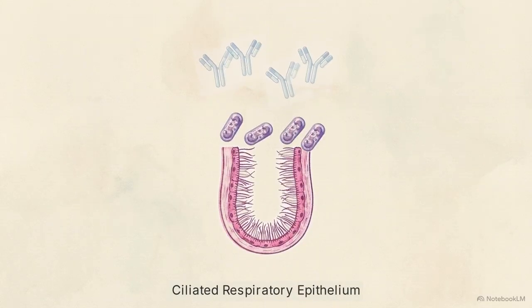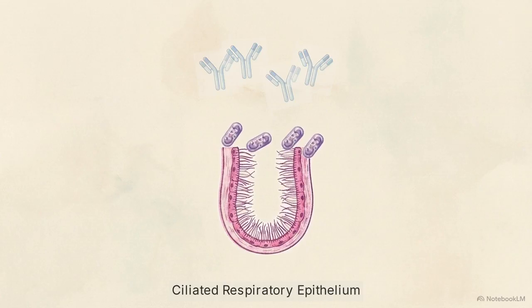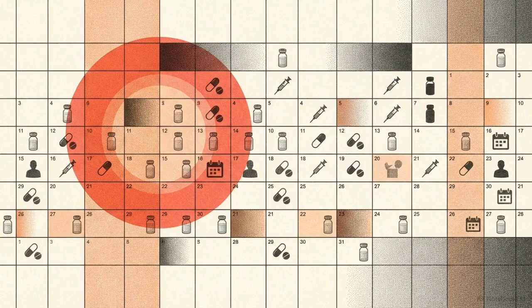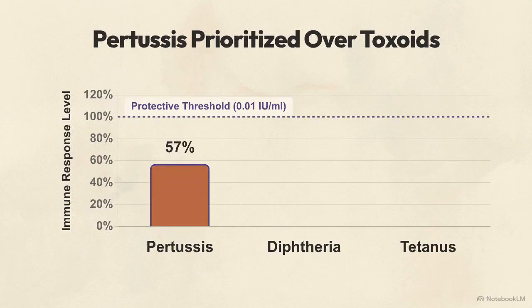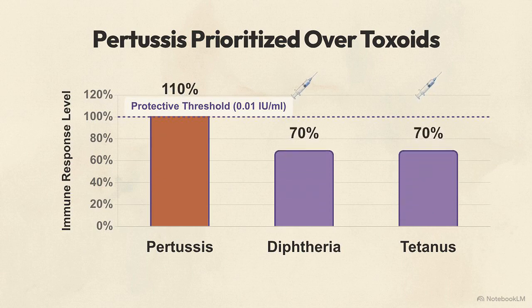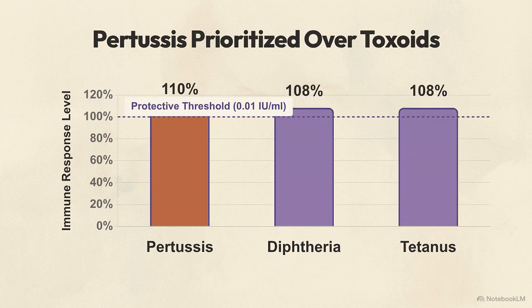Maternal antibodies provide virtually no protection against severe whooping cough. Pediatricians must weigh the risk of a suppressed diphtheria and tetanus response against the immediate high-mortality threat of pertussis. To maximize survival, the schedule is accelerated, with the first dose given at 6 weeks of age. This strategy prioritizes immediate pertussis protection, accepting a lower initial response to the diphtheria and tetanus toxoids that will be corrected through subsequent booster doses.